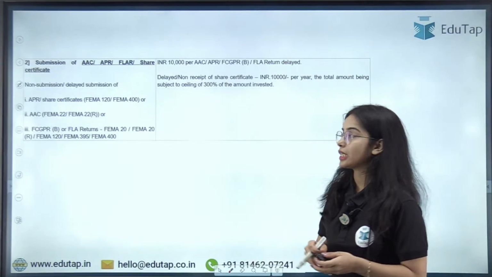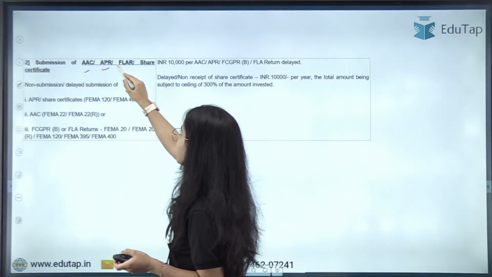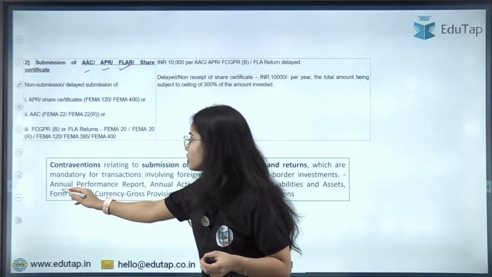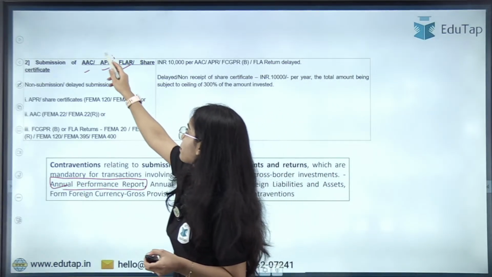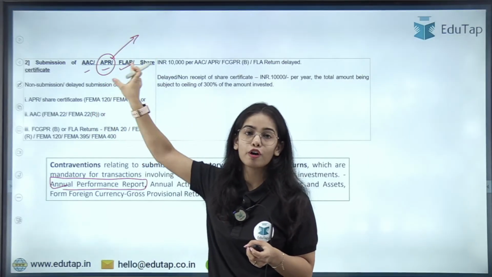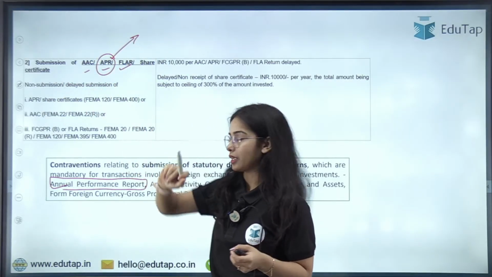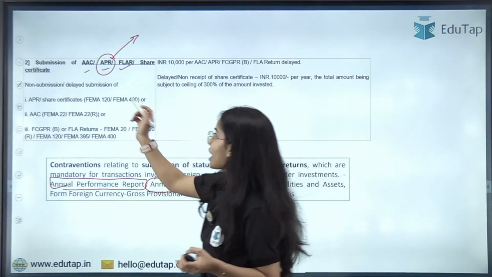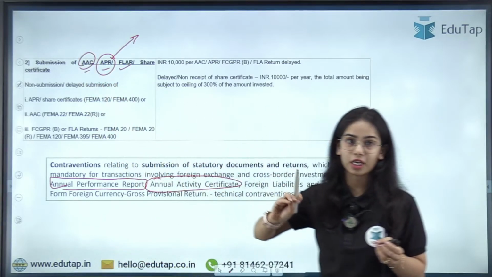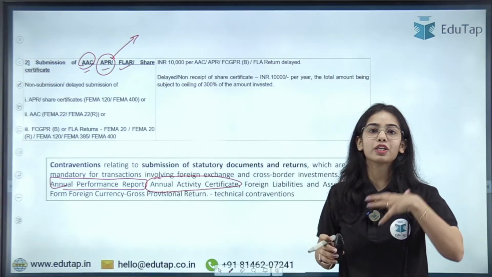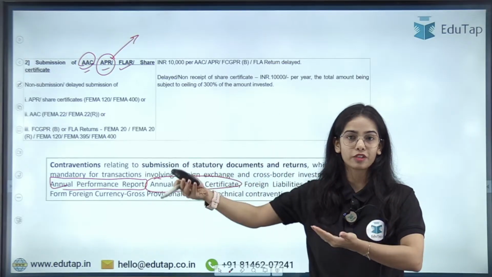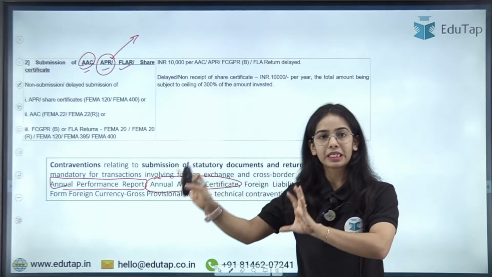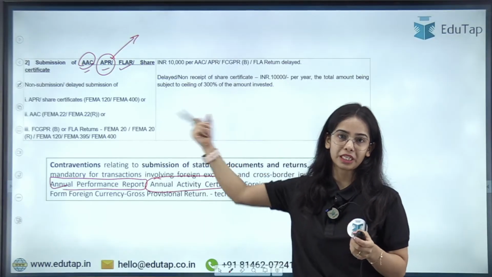So the next type of contravention is the submission of AAC, APR, FLAR. So these documents have to be submitted. Okay. So there is the annual performance report that has to be submitted. APR means annual performance report has to be submitted for the shares that you have bought in other countries. There is the annual activity certificate that you have to take from the chartered accountant. Let's say you have not taken these certificates and you have not submitted these reports or the certificates to the RBI or to the authority involved. So if you are not submitting the documents, then you have done a breach of the FEMA Act.